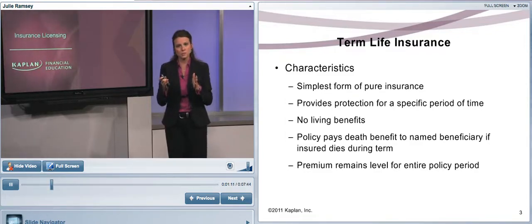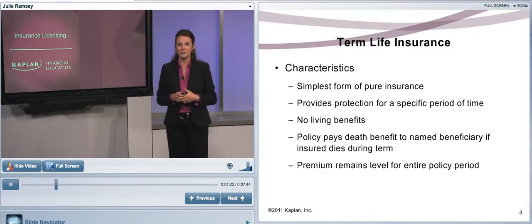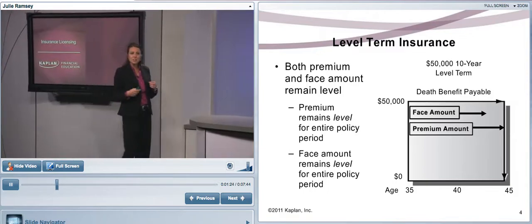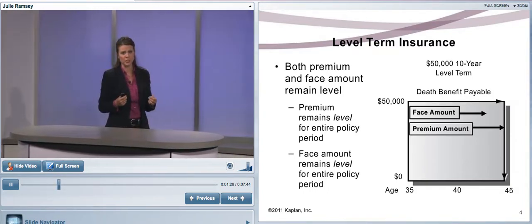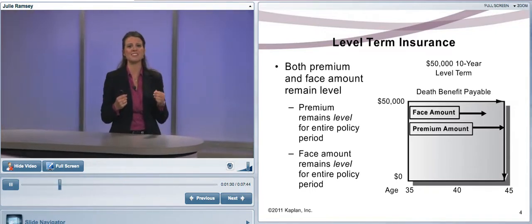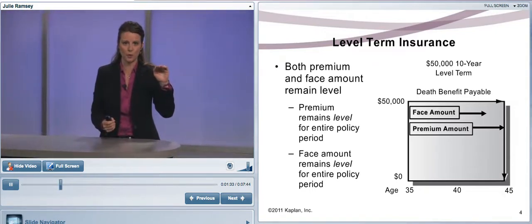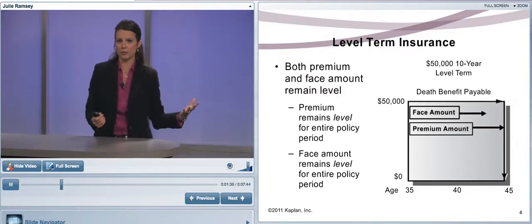All right, so you're truly buying this coverage for peace of mind. And when the insured passes away, the death benefit goes on to the beneficiary. The premiums stay level for the term of this policy. Let's talk about level term insurance. In level term insurance, the premium and death benefit stay level for the term. After the term, there's no coverage.